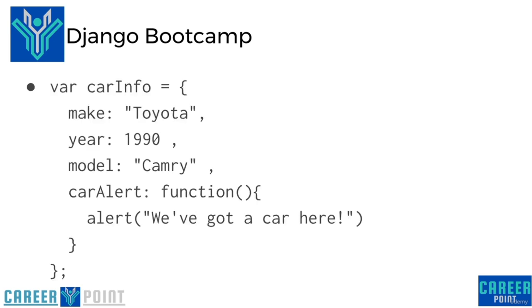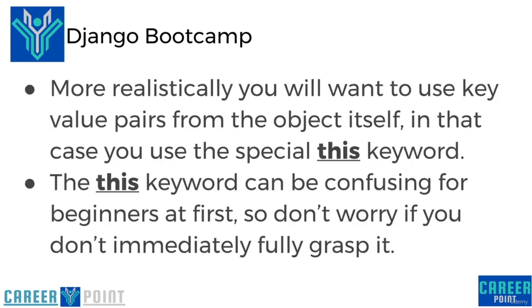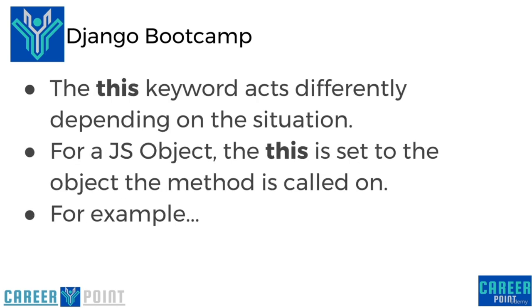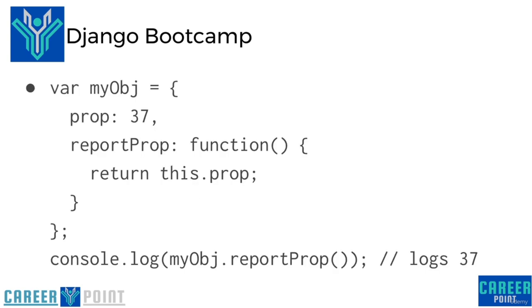But again, coming back to the previous example, here my function doesn't actually use any information that pertains to the object. It doesn't use the make, year, or model, it's just a function that gives a basic alert. But imagine I want to actually use some of those key value pairs from the object itself. Well, the this keyword acts differently depending on the situation. For a JavaScript object, the this keyword is set to the object the method is called on. Let me show you an example of what I mean by that.